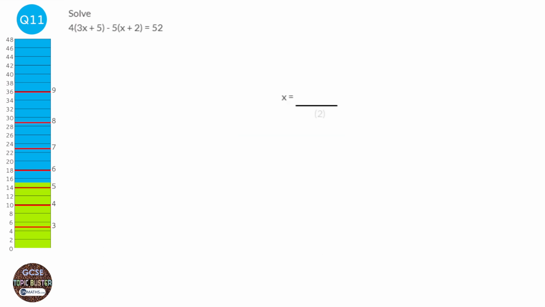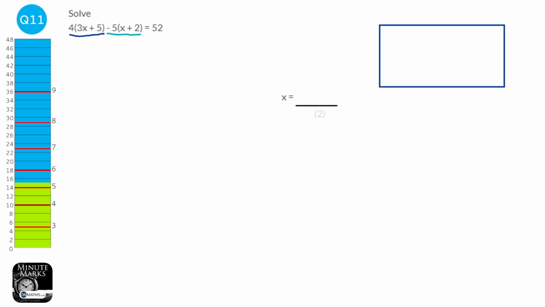Whenever we solve, we've got to get rid of any fractions or brackets first. Now, looking at this, there's no fractions, but there are two sets of brackets. We've got the set of brackets here, and we've got the set of brackets here. So we're going to expand them to get rid of them, and you can use any method you want. I'm just going to use this kind of grid method. So we're doing 4 times, and inside the brackets we've got 3x plus 5. So I'm going to times those out.